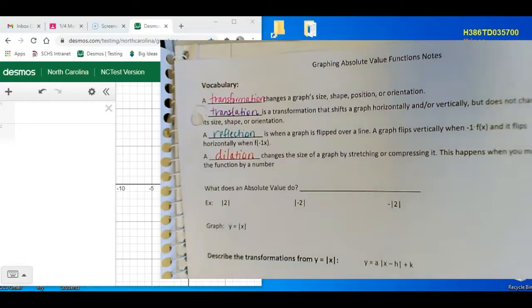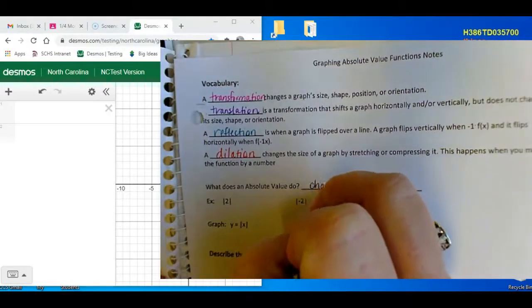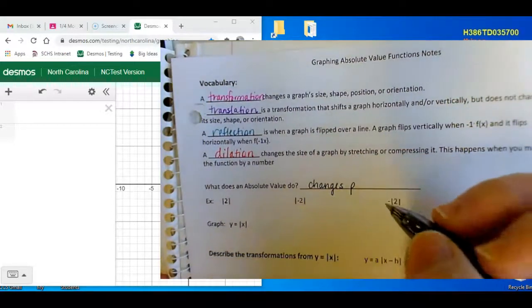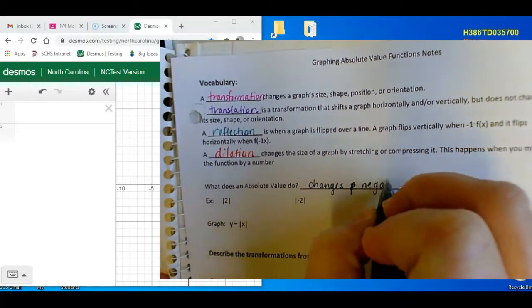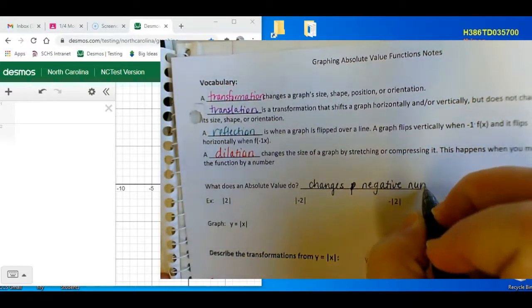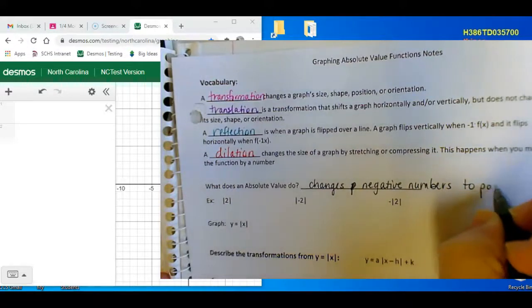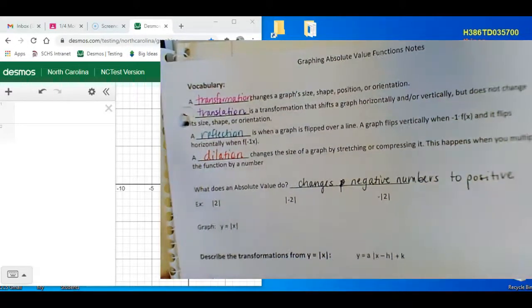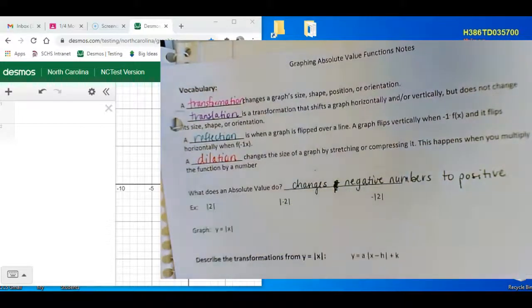Now, before we talk about the graph of an absolute value, let's talk about what absolute value actually is. Okay? An absolute value changes negative numbers to positive. If you take the absolute value of something and it's a negative number, it changes it to a positive number. Because the absolute value is really just the distance from 0 that a number is. And since it's a distance, it's always positive.